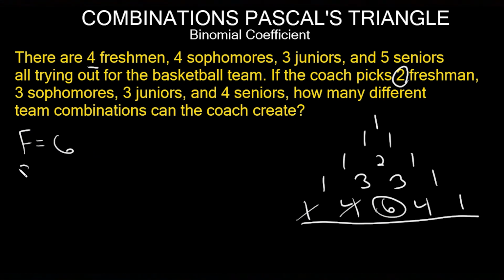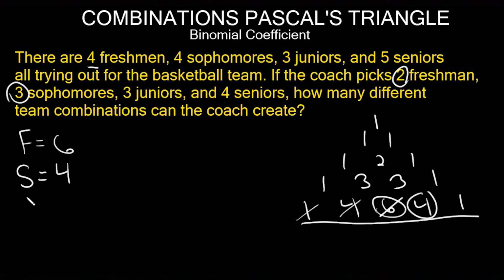Okay. Now we're going to do the sophomores. Okay, so here we go. There are 4 sophomores. How many are we picking? Well, we're going to pick 3. I can see that right here. So we're using the same row, except now we're going to go to 3. So counting again, I have 0, 1, 2, and here's 3. Okay. So for our sophomores, we have 4 combinations.